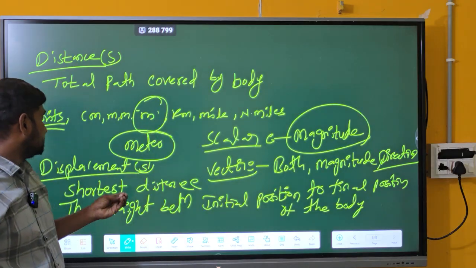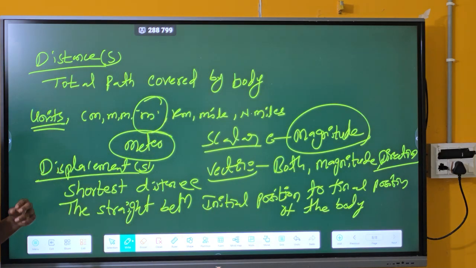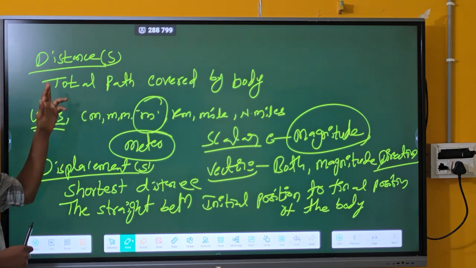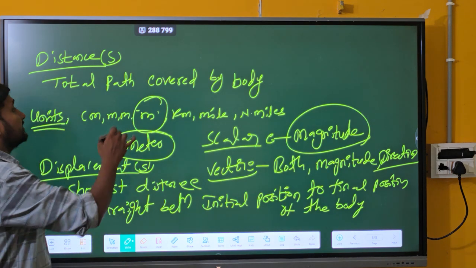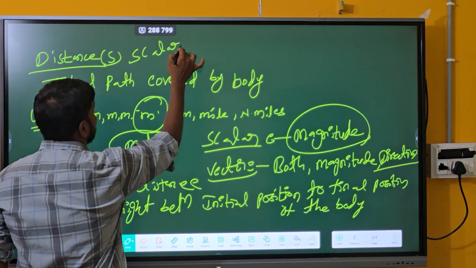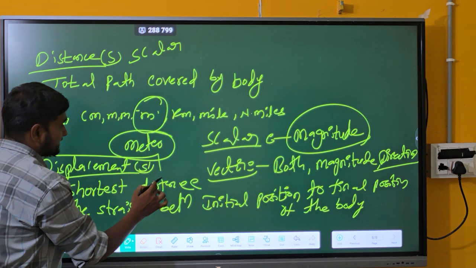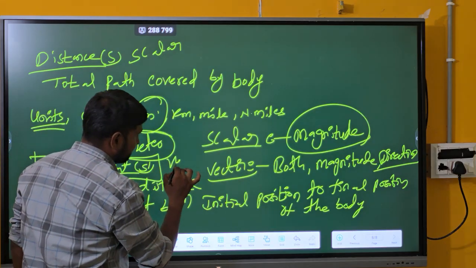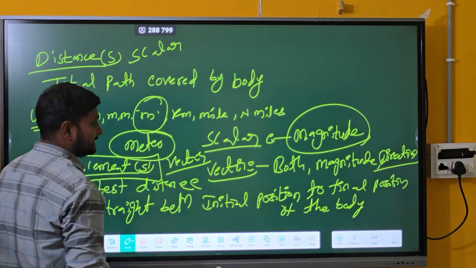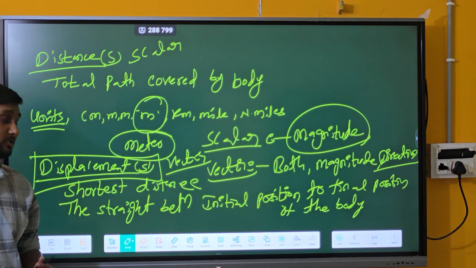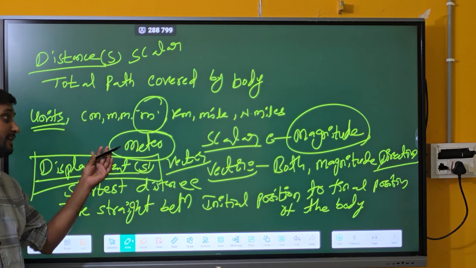In distance and displacement, which is a scalar and which is a vector? Distance is a scalar because it does not have a particular direction. So what about displacement? Is it a scalar or a vector? Vector, because it has a particular direction and magnitude. So displacement is a vector.